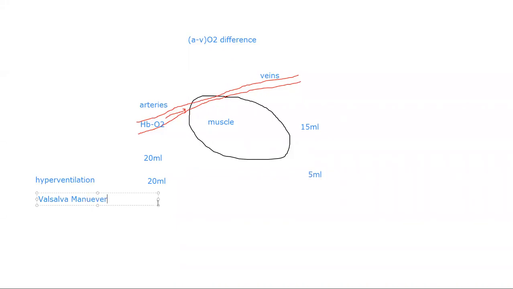Valsalva maneuver is holding your breath during exertion. So basically you're contracting your expiratory muscles and trying to exhale, but you're blocking the air from coming out. Okay, so people tend to do this when they're lifting heavy weights or lifting something that's very heavy. So it's dangerous because when you perform the Valsalva maneuver, it spikes up your blood pressure in your thoracic cavity significantly, which can trigger a heart attack, especially for someone who has high blood pressure to begin with.